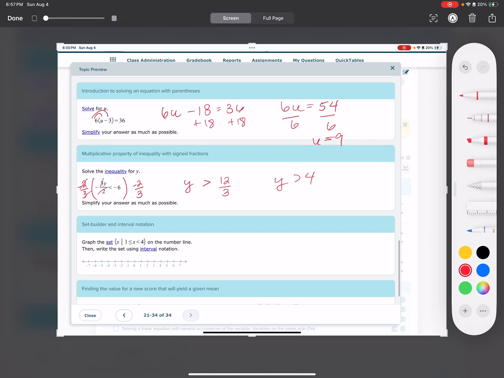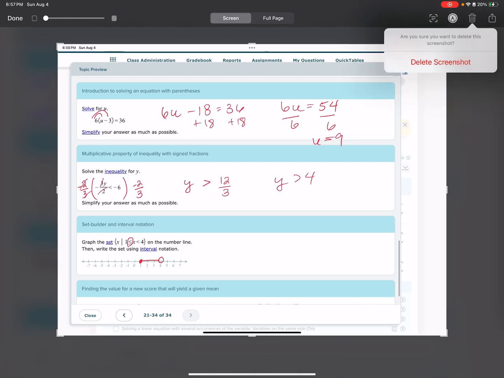All right, 2 more problems. Graph this set. So to graph this set here, I have something at 1 and something at 4. Well, the something at 1, it touches 1 because it's a less than or equal to. The something at 4 does not touch, so it's an open circle. And then that's it in between. That's simple. Okay.